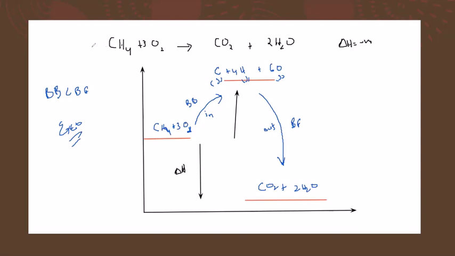This is for an exothermic reaction, but the same thing will be there for endothermic reactions. Like if you want to draw it for an endothermic reaction, say the thermal decomposition of calcium carbonate. Thermal decomposition of calcium carbonate, CaCO3, results in the formation of calcium oxide plus carbon dioxide.